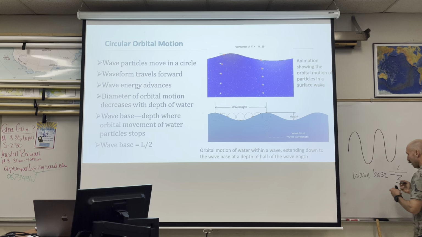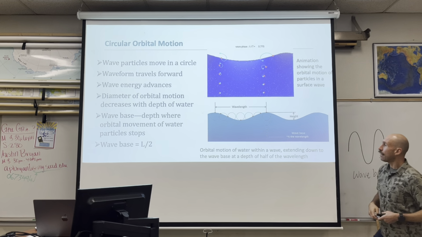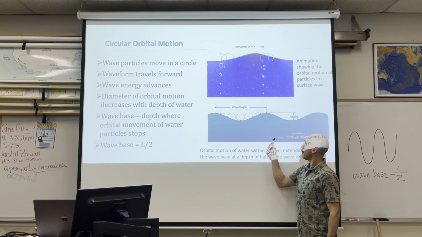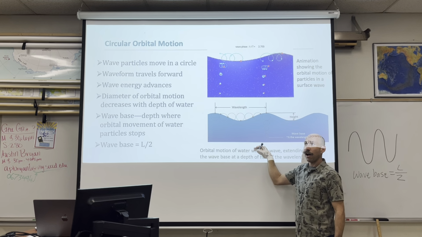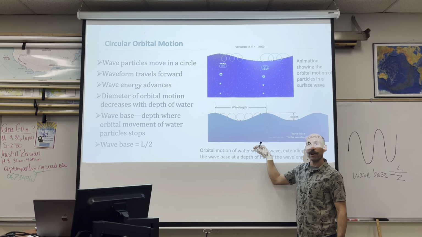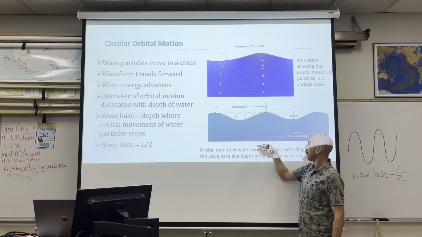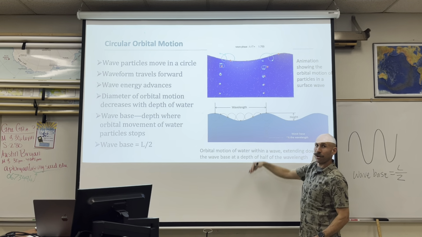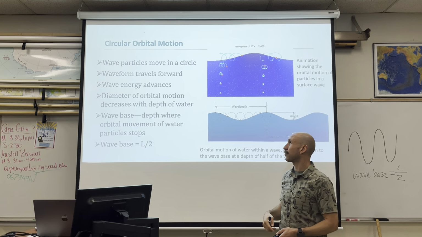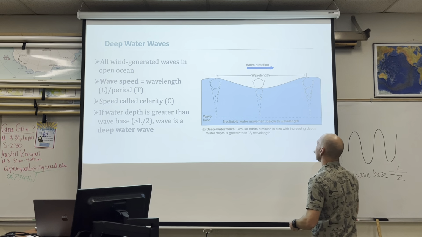Equals the wavelength divided by 2. Because if the wave dissipates before interacting with the ocean floor, it's a deep water wave. If the ocean floor is high enough, it's a shallow water wave, and there are different characteristics to these waves. So let's go into them.